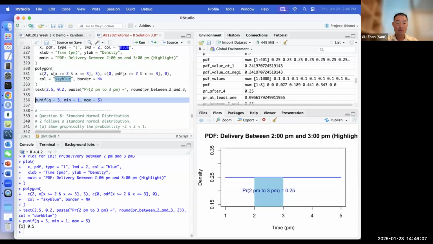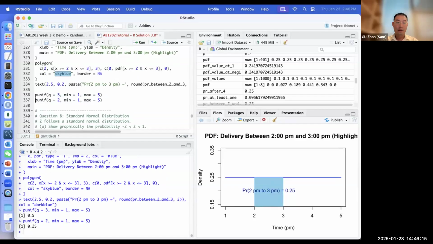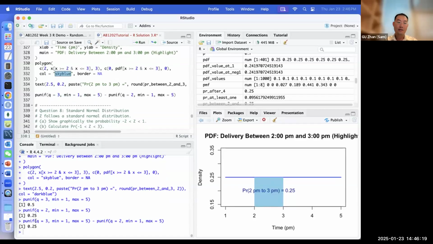Then you need to use this one minus the area to the left of 2. This is 2, then 0.5 there. Then you minus it, you get 0.25. So the area from 1 to 3 is 0.5 minus the area from 1 to 2, 0.25. So 0.5 minus 0.25 is 0.25.